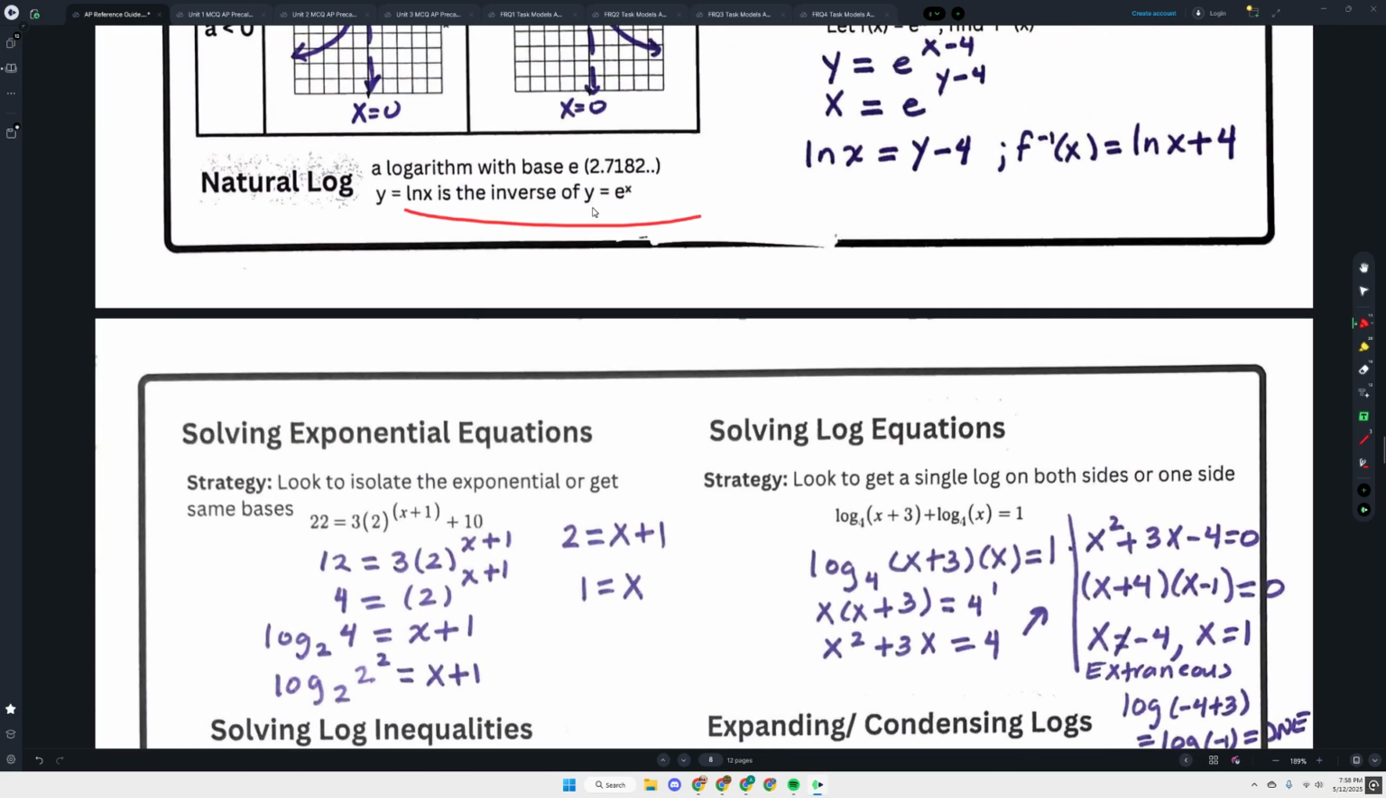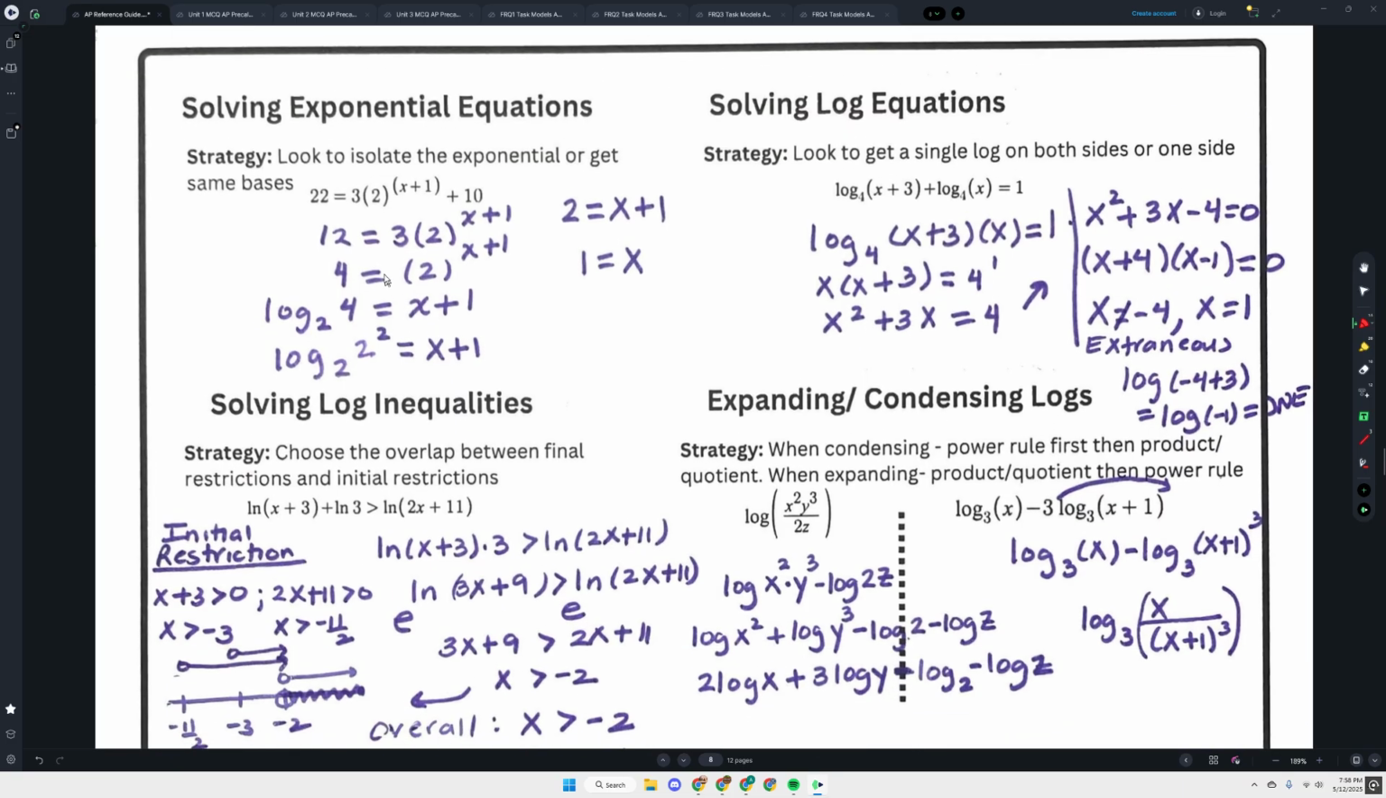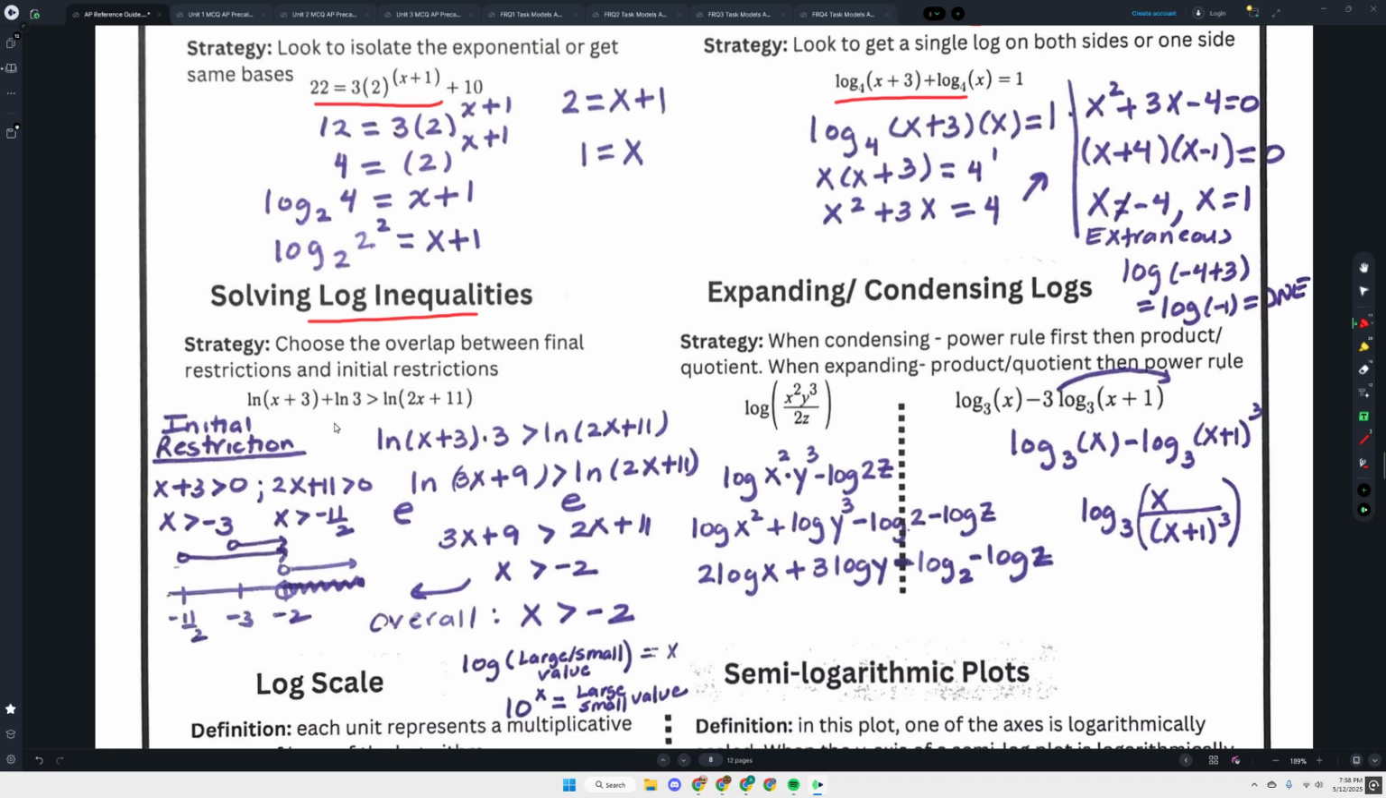Next, the natural log is any log with the base e. Next, solving, you have to get the same base or you have to change your base. And solving log equations, you have to check for extraneous solutions always. Log inequalities, the first step is always to find your restrictions for your original log equation. From there, then you check for extraneous solutions.